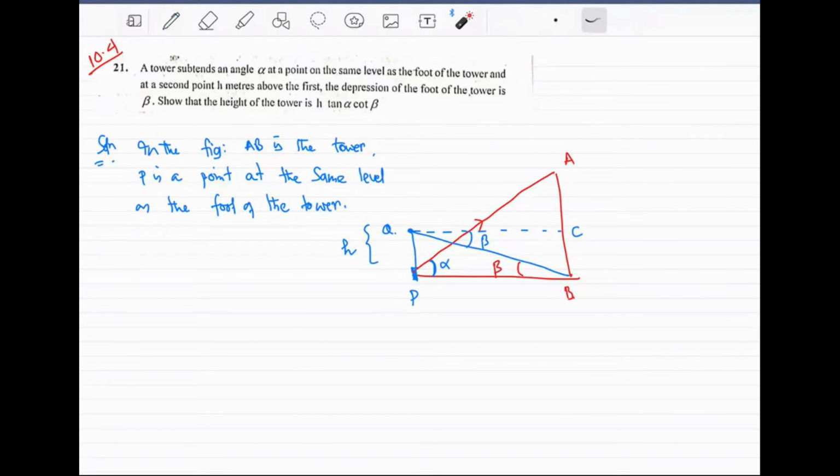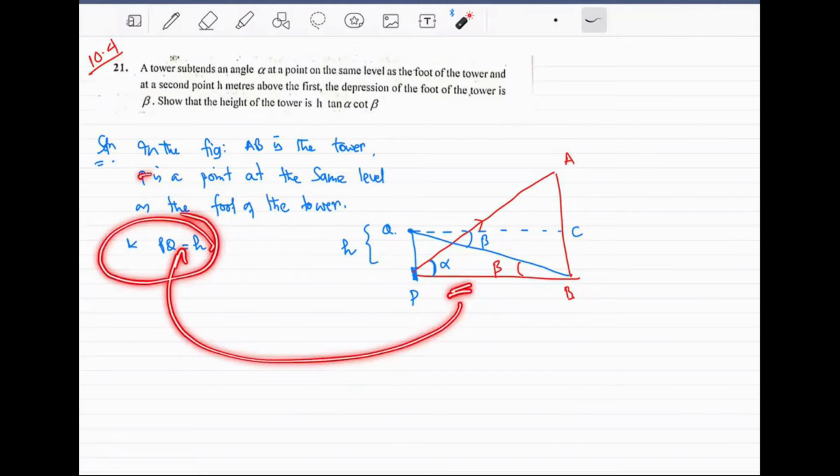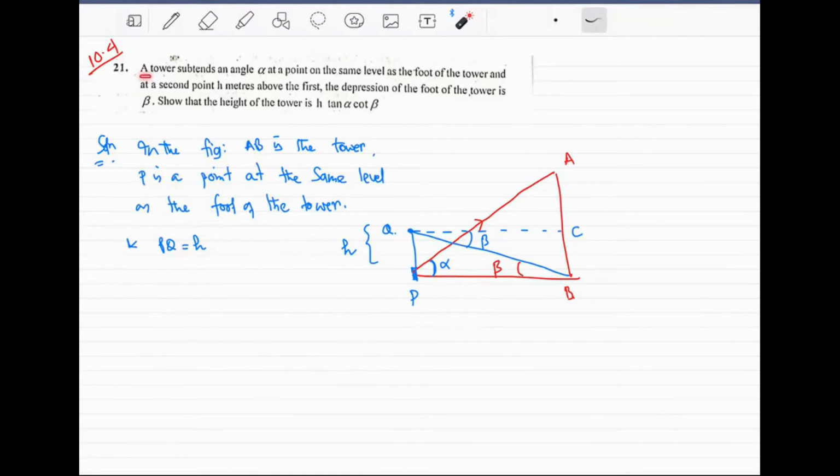Okay, now we are looking down at B from this point Q. This is already seen, and you just have to mention that PQ is h. This is whatever is drawn in the diagram, we have just mentioned here. This part you don't need to mention: a tower subtends an angle alpha, or the depression of the foot of the tower is beta. You don't need to mention this in the wording itself.